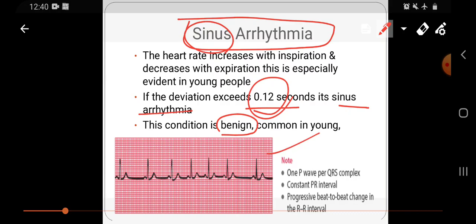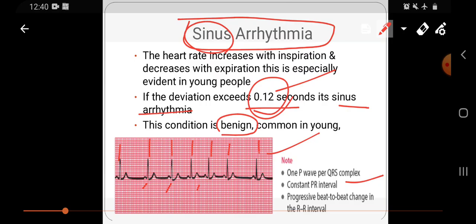Now this example here is an example of sinus arrhythmia. Of course, you can see that before every QRS complex we have a P wave. The PR interval is constant. Everything looks normal in this rhythm except the fact that the RR interval has a lot of variation. Okay, a lot of variation. The variation exceeds 0.12 seconds. So this is sinus arrhythmia. This is how you know that this is sinus arrhythmia.